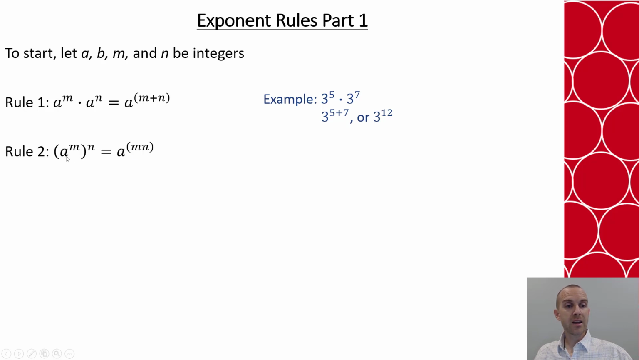Now what if I had an integral exponent raised to another exponent? I can just multiply my two exponents here. So if I had something like 14 to the 3rd raised to the 9th, I could revise that to say 14 raised to the 3 times 9, or 14 to the 27th.